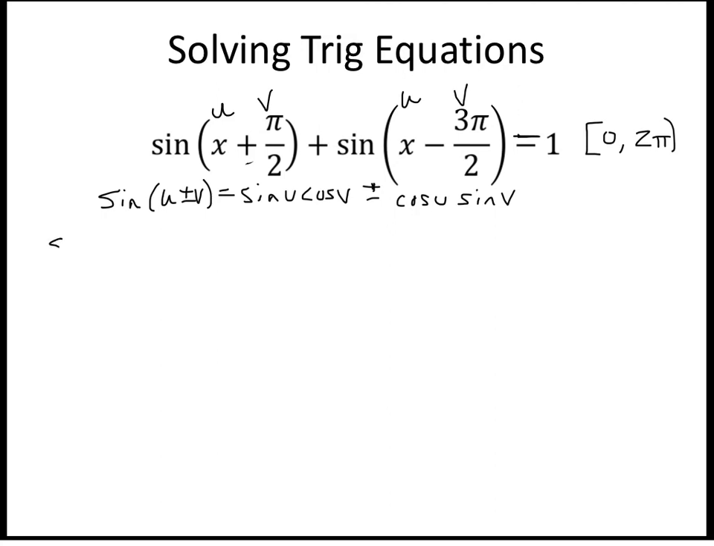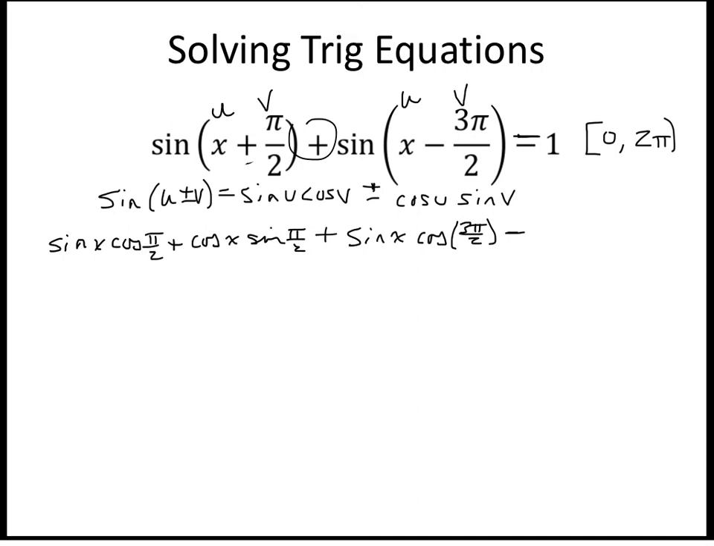So I will end up with sine x cosine of pi over 2 plus cosine x sine of pi over 2. Now the second plus comes from the equation, and we'll use the bottom version or the minus version of our sine formula again. So we'll have sine x cosine of 3 pi over 2 minus cosine 3 pi over 2 sine x, and that will all equal 1.